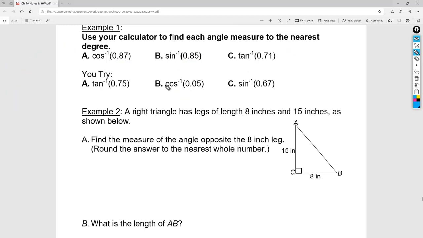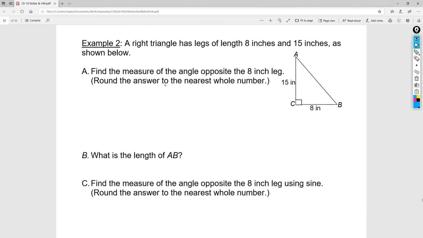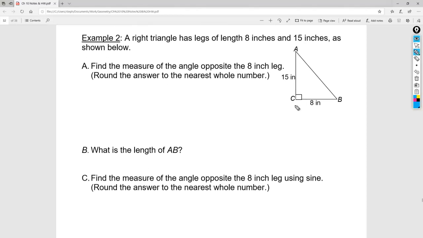Alright, next example. So what I have here is a right triangle with legs of 8 and 15. Now I want to find the measure of the angle opposite the 8-inch leg. So opposite 8-inch, that's going to be right here, that's angle A.